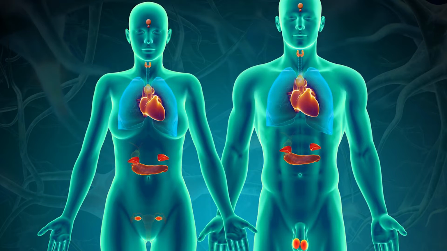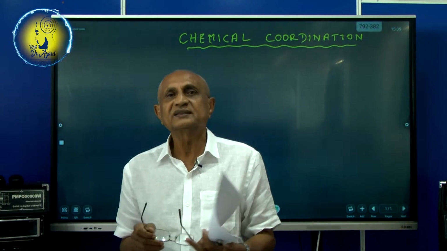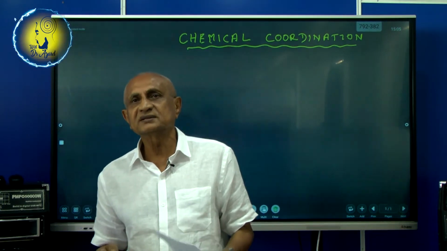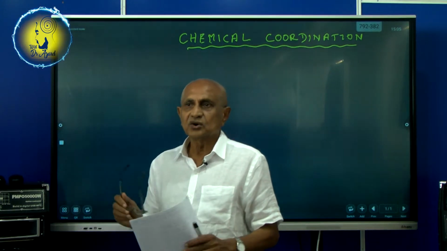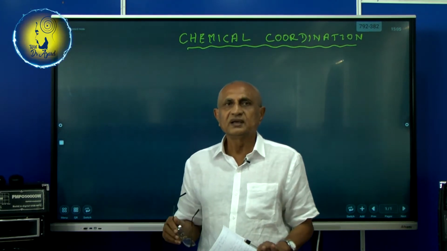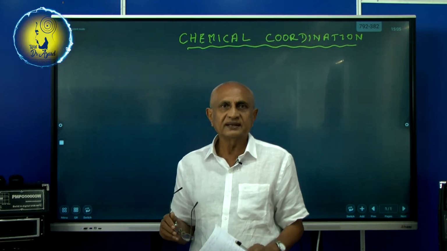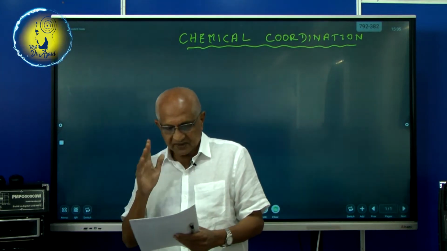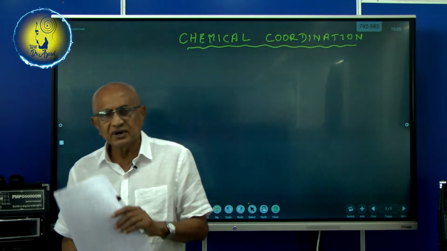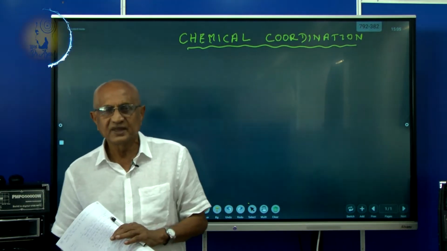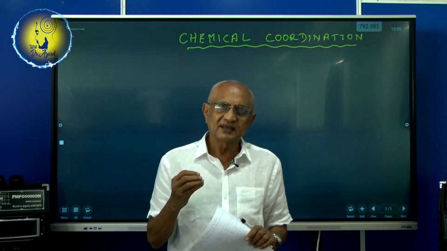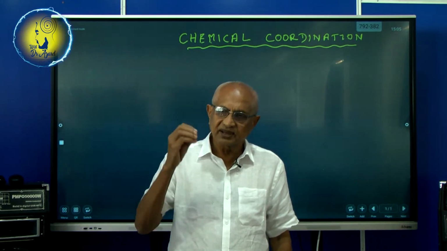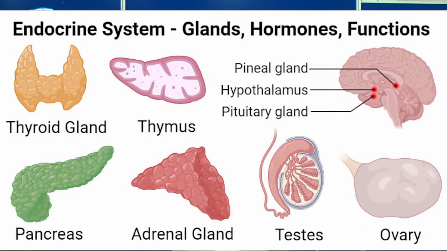Then we talk of plants. In plants also, plants respond using chemicals called auxins. So this is how chemical coordination is helpful in all these animals and plants. Now we talk of endocrine glands. What do you mean by endocrine glands? These glands secrete chemicals that are directly secreted into the blood, and it is carried in the bloodstream.